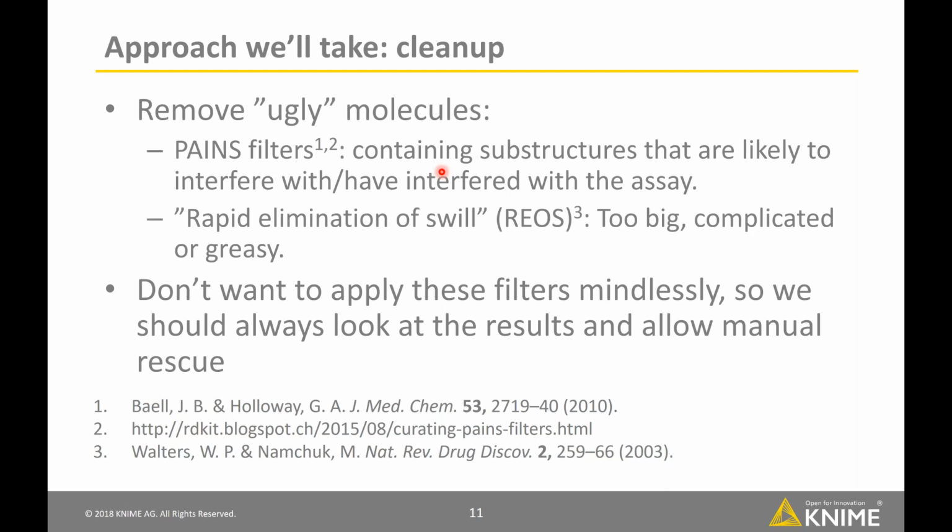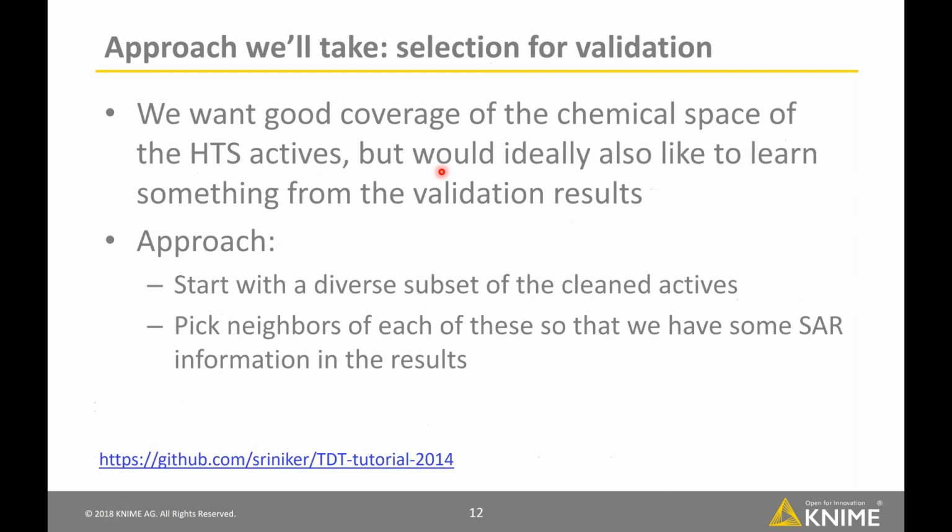So it's really important to look at the things that get filtered out of this and have a chance to rescue them. In the workflow that I show you, we will look at the outputs from each of these filters and have the ability to manually pull compounds back in, even though they look like they're bad. Once we've filtered out the compounds that are likely to be bad, interfering with the assay, or just too ugly, we need to pick the compounds that we'll send on for the validation assay. The constraint here is we would like to have good coverage of the chemical space.